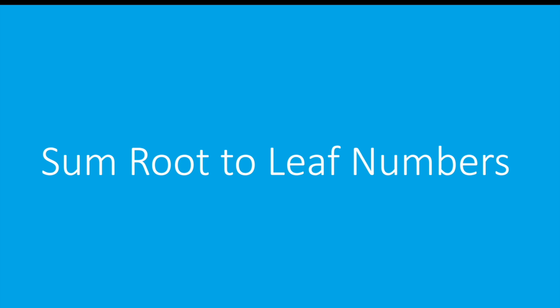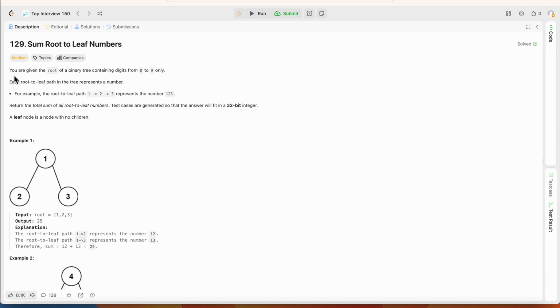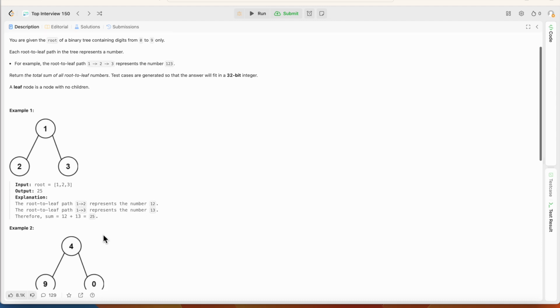In this video, I am going to discuss the solution for the sum of root to leaf numbers problem. Let's look at the problem description. We are given the root of a binary tree containing the digits from 0 to 9, and each path in that tree represents a number. We have to find the sum of all the numbers represented by each path to a leaf node. And the answer will fit in a 32-bit integer.